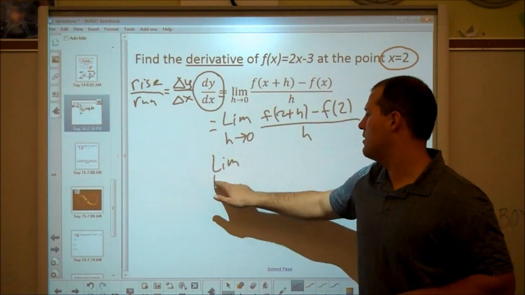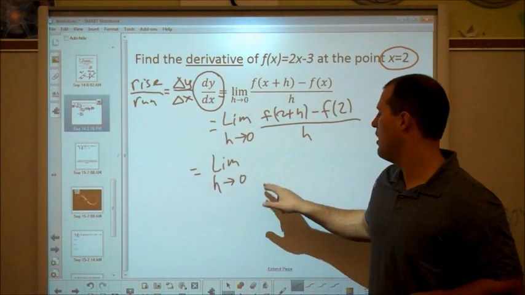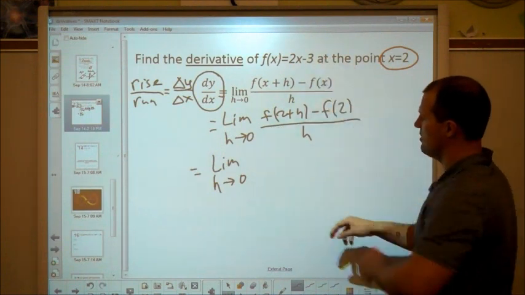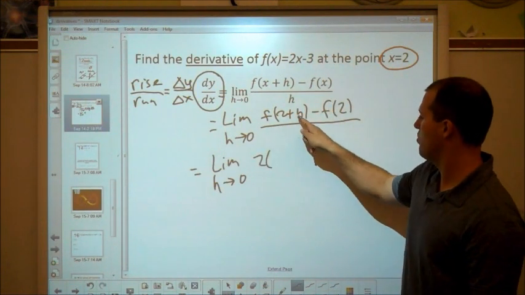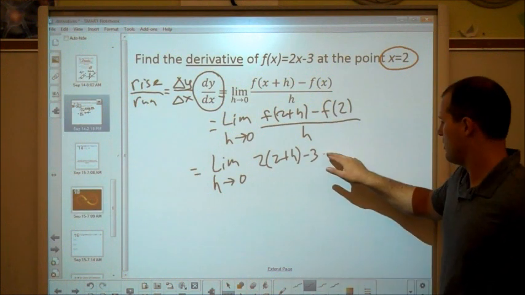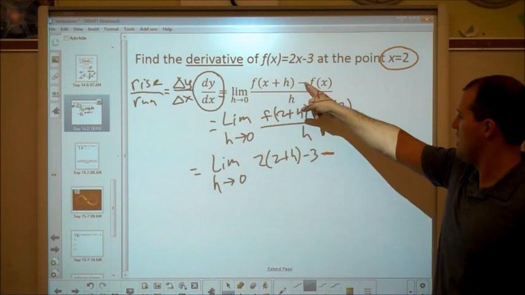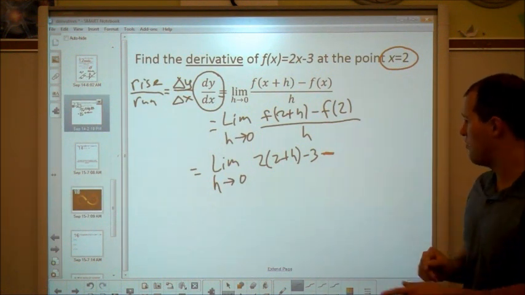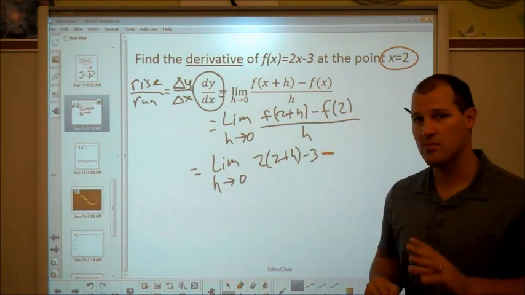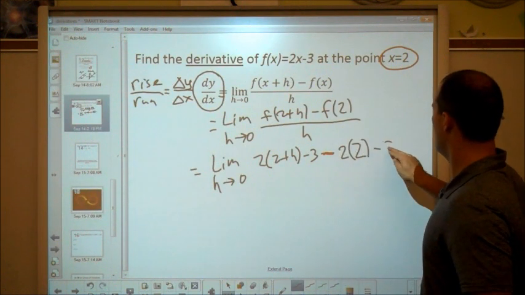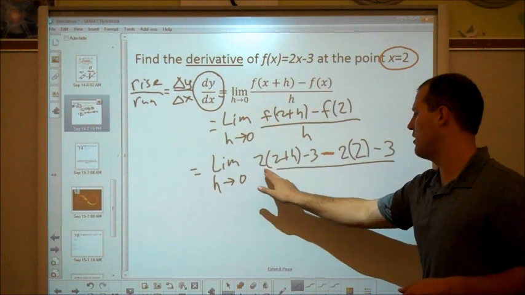Limit as h approaches 0 of, okay, you're going to take the f function, 2x minus 3, but it's 2 times (2 plus h) minus 3. I'm going to color code this, hopefully it stands out on the video. So we're doing that subtraction right there. And then we continue. Now it's f of 2. So again, write the f function, but don't write x. Plug in a 2. So we get 2 times 2 minus 3, all over h.